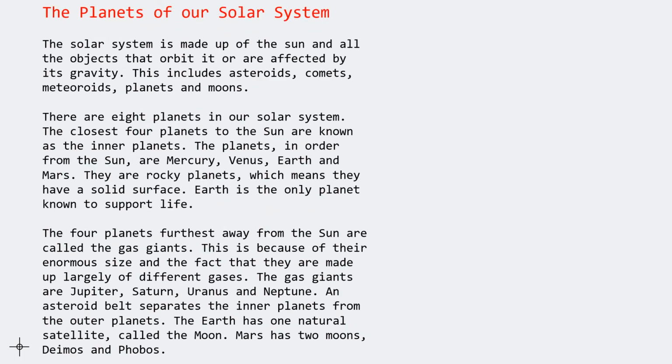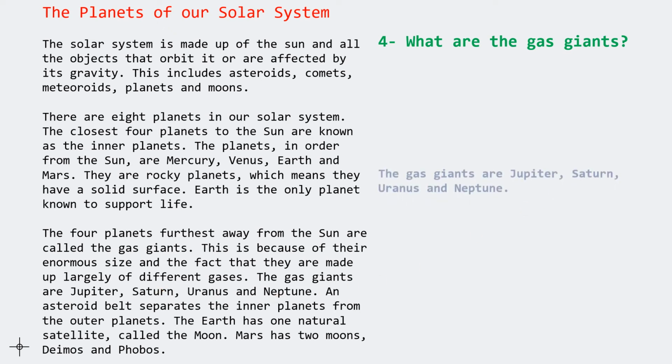Now let's move on to question 4, on the planets of our solar system. What are the gas giants? Now the gas giants are not mentioned in paragraph 2, but they are here in paragraph 3. Here the question word is what? The question asks about the names of the gas giants. The gas giants are Jupiter, Saturn, Uranus, and Neptune. It is the answer for question 4.